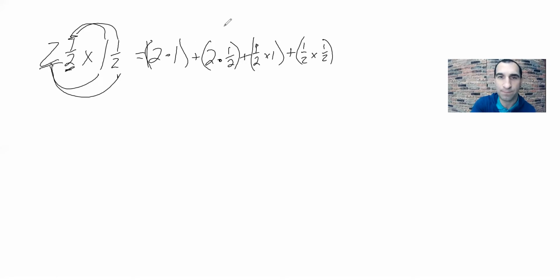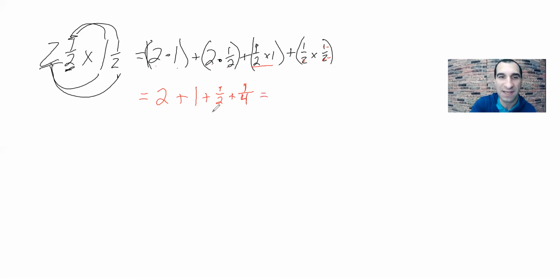So my next step would be to do 2 times 1. I know that 2 times 1 is 2. Add that to 2 times 1/2, or 1/2 of 2. I know that that's going to be 1. Add that to 1/2 times 1. Well, anything times 1 is that number, so this is going to be 1/2. And this one's a little tricky: 1/2 times 1/2. Remember, you need to multiply across the numerator and the denominator. 1 times 1 is 1, so my numerator is going to be 1. 2 times 2 is 4, so my denominator is going to be 4.